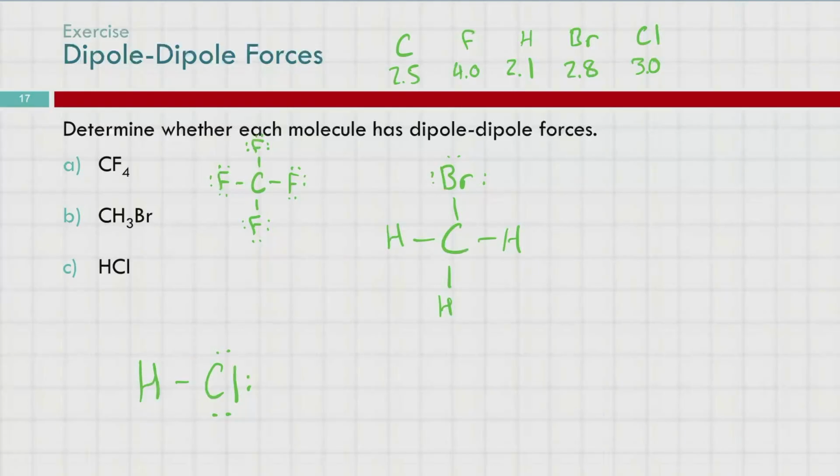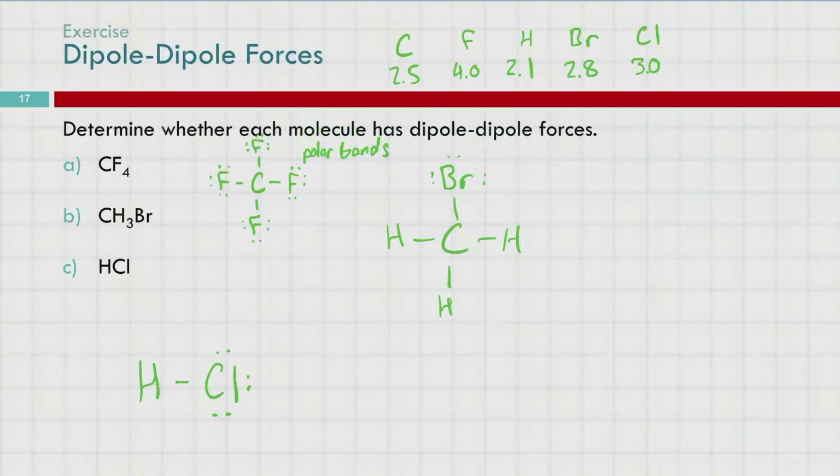All right, CF4. We have polar bonds. Our difference between carbon and fluorine is 1.5. That's pretty strongly polar. So we definitely have polar bonds, so we do need to check if it's got dipole-dipole forces. If it didn't have any polar bonds at all, then we wouldn't worry about it.